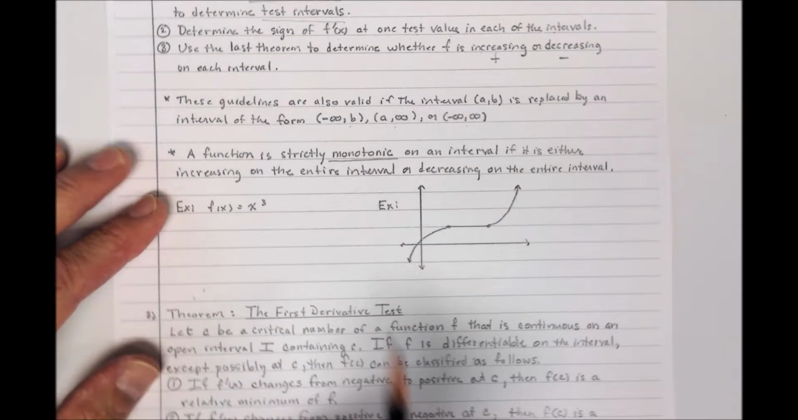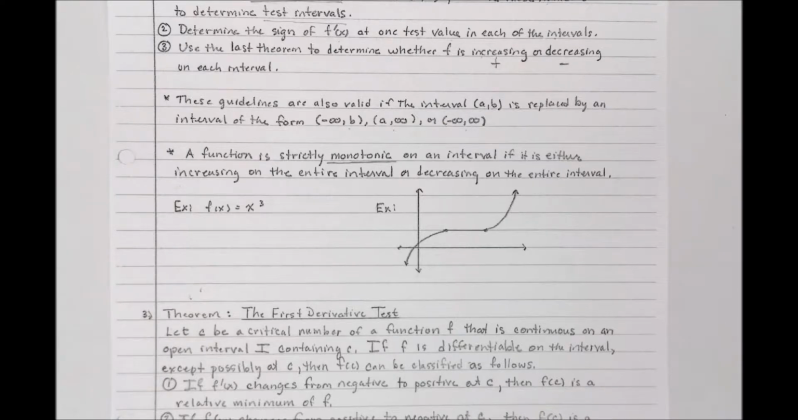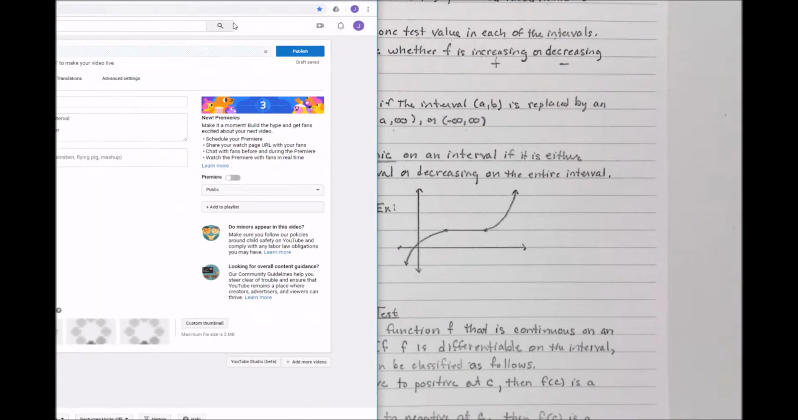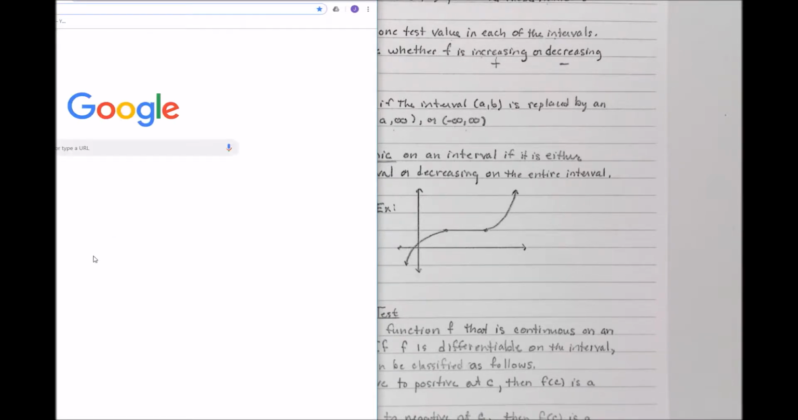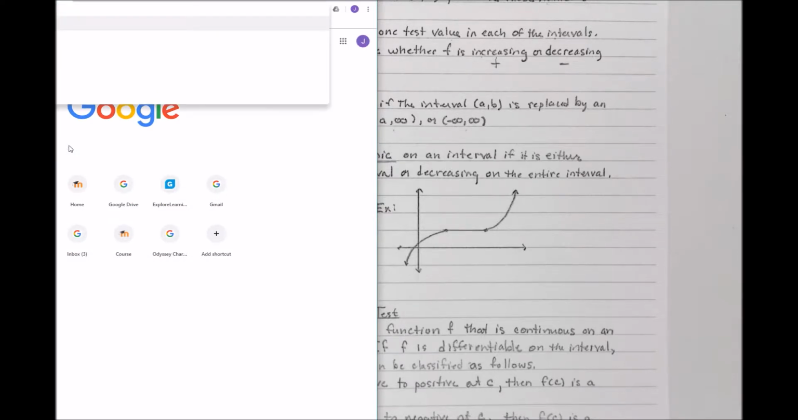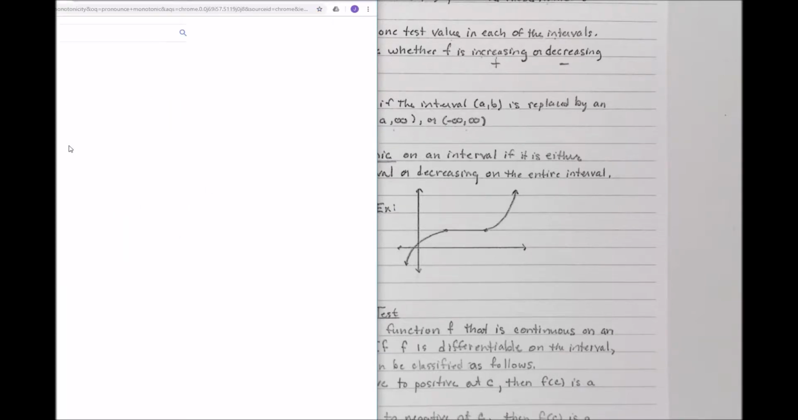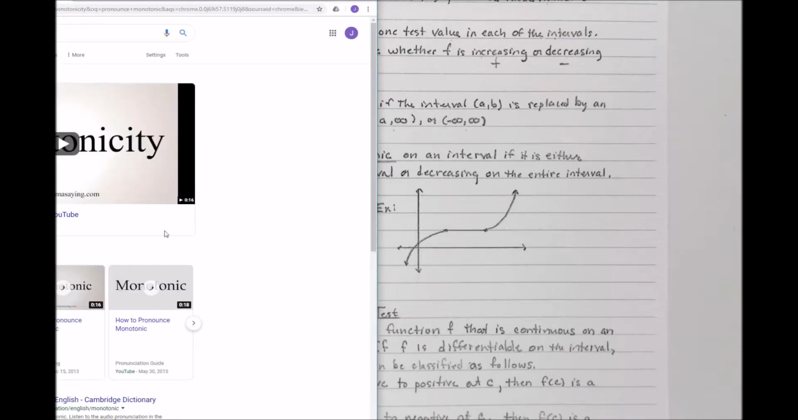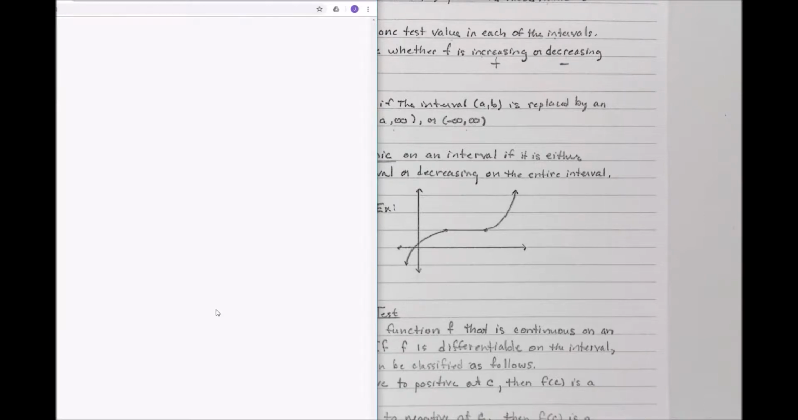I should try to figure out how do you say that word, because I say it monotonic, but I'll bet you a quarter. Let's see if I can find it here real quick. You guys will hang in there for just a second. Let's pronounce monotonic. Now, here we go. Let's see how we do this. Listen close.